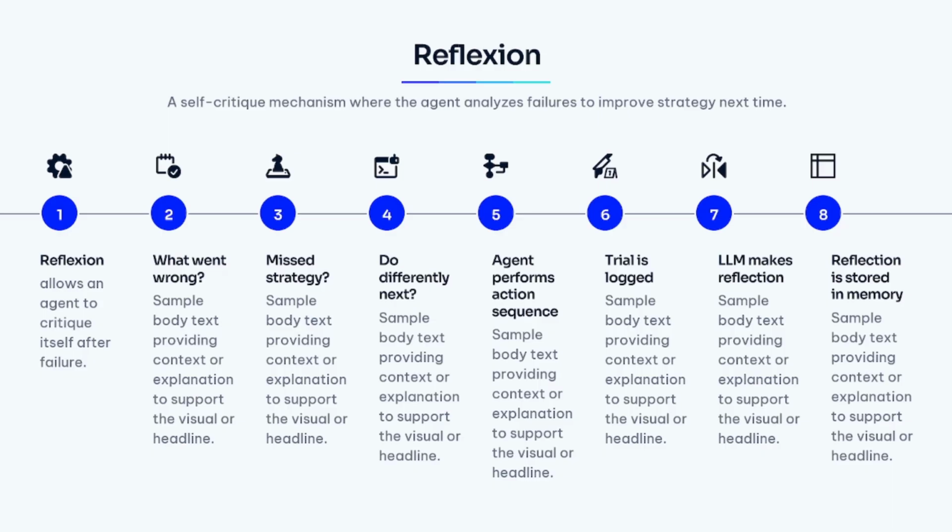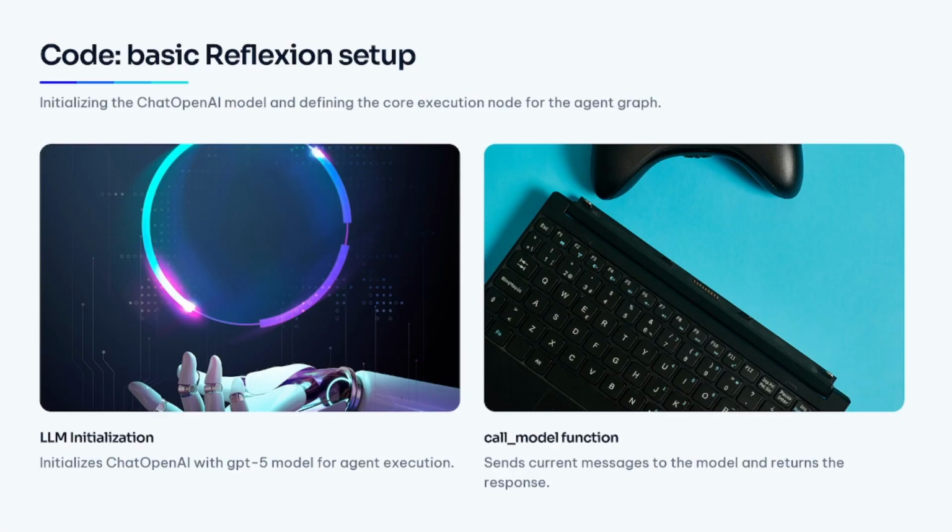So when it examines what went wrong, where it missed a particular step, it will rethink what it can do differently the next time, and then it develops a sequence for performing a particular task, and it logs all the errors, the corrections and the trials. Everything is logged into the memory of the agent, and then the LLM reflects on the whole of this operation, and the reflection is stored in the memory, and the agent will not make this mistake the next time. So it works for human beings, so it also works for an agentic system.